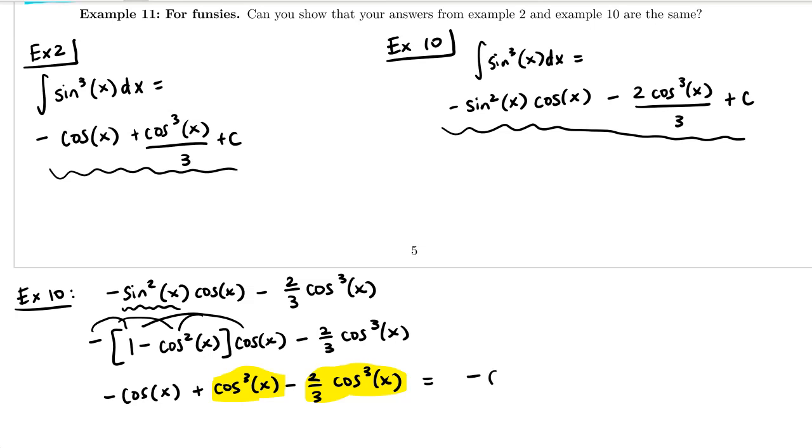So this is equal to negative cosine of x plus 1/3 cosine cubed x, which is equal to example 2's answer. So to illustrate that I've proven that, there we go. And that concludes this example.